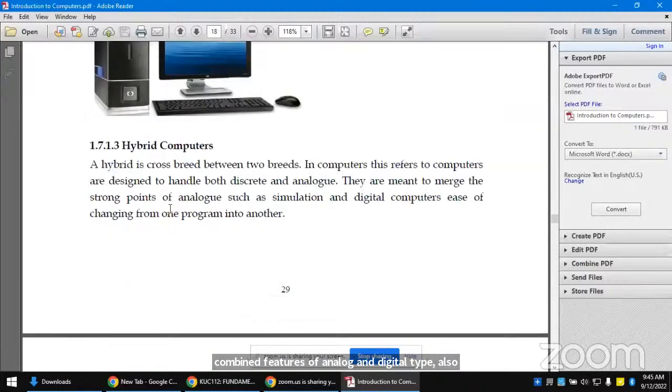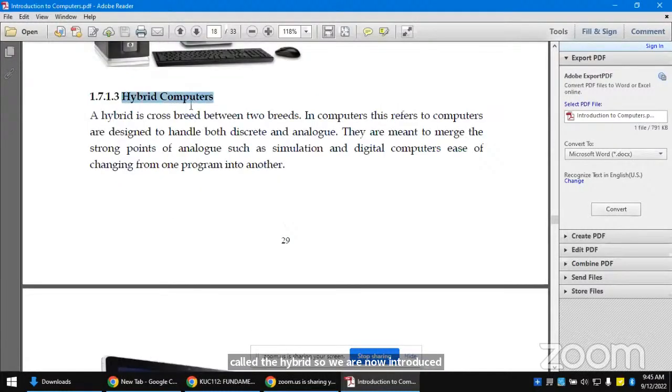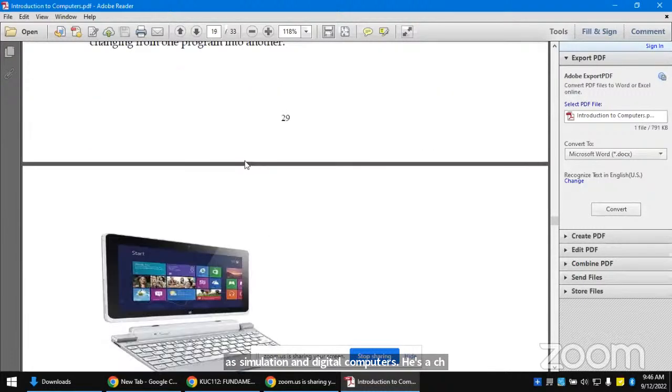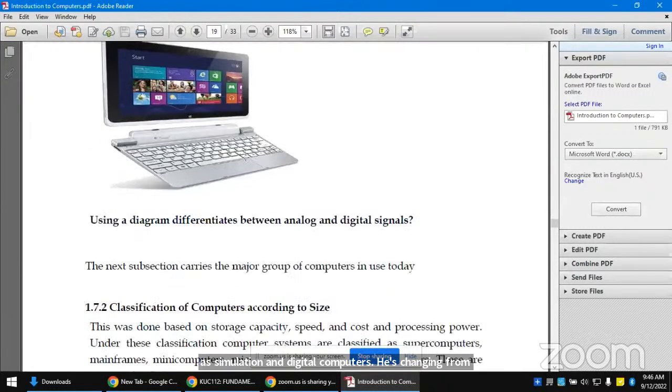So we are now introduced to the hybrid, where we have the crossbreed between analog and digital. A hybrid is a crossbreed between two breeds. In a computer, this refers to computers designed to handle both discrete and analog data. They are meant to merge the strong points of analog, such as simulation, and digital computers' ease of changing from one program to another. So, what is the difference?